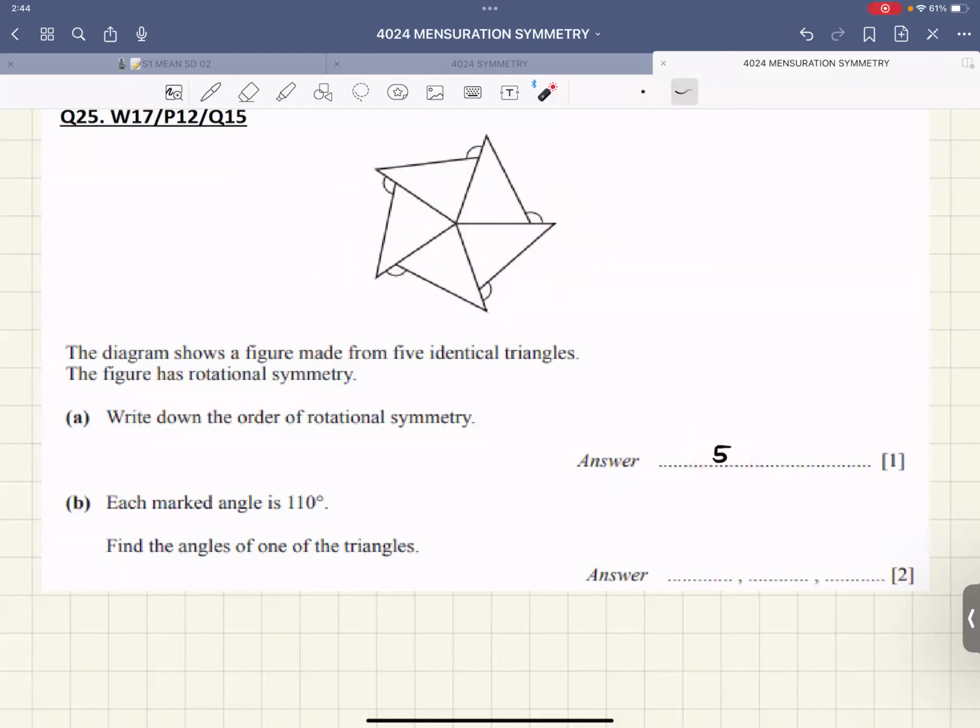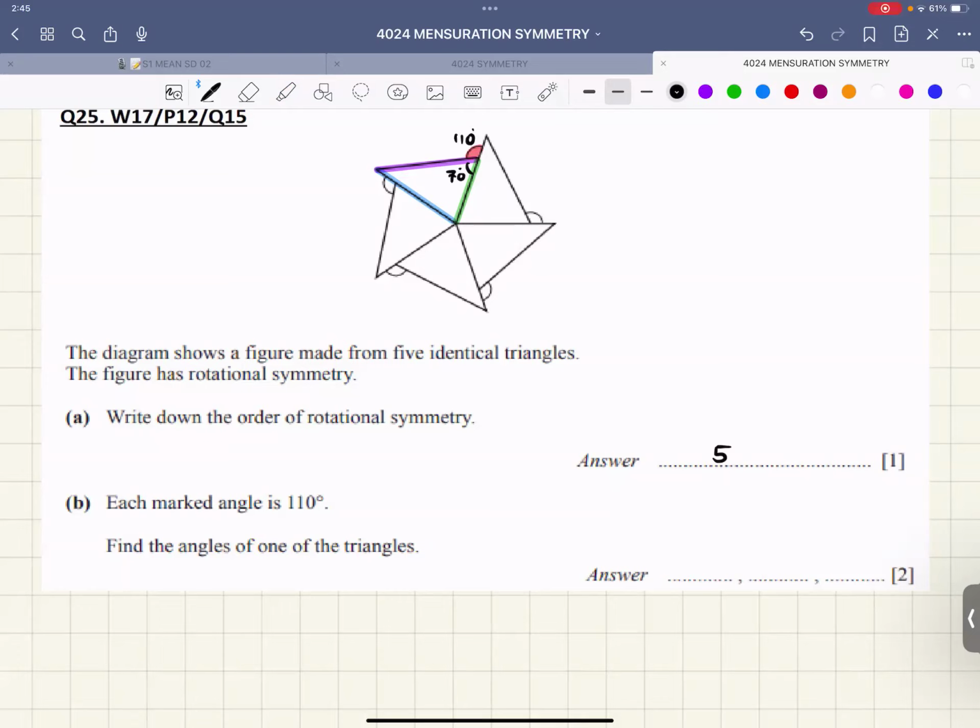Each marked angle is 110 degrees. Find the angles of one of the triangles. Okay. Now, first of all, let me draw it a bit more. So this is one side. This is the other side like this. Not the whole side, just this much. And the third side I'm drawing in blue. And this angle I'm marking in red. So if this is 110 degrees, therefore this is 70 degrees. Angles on a straight line is 180 degrees.